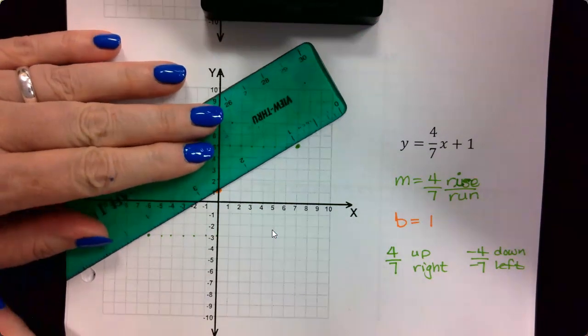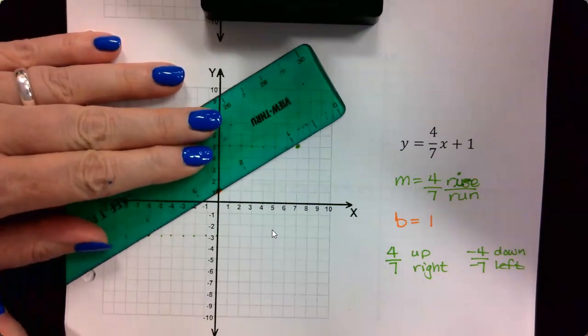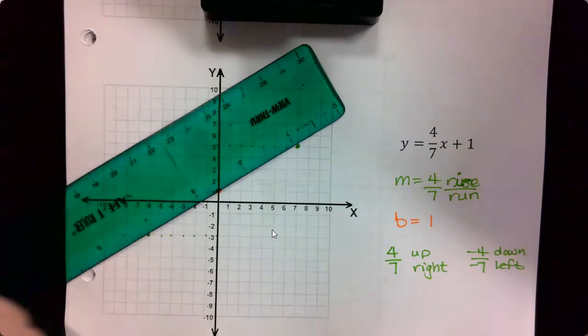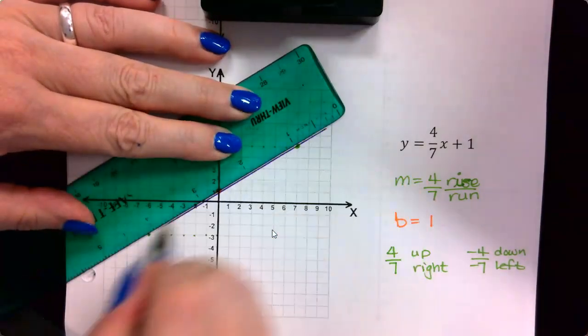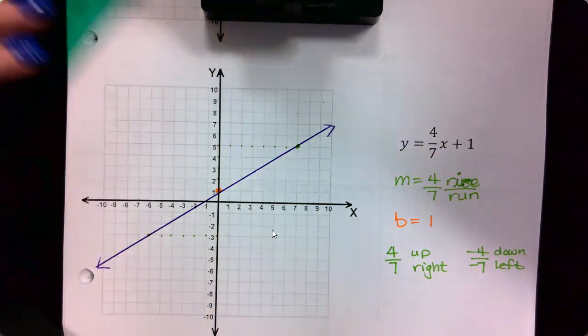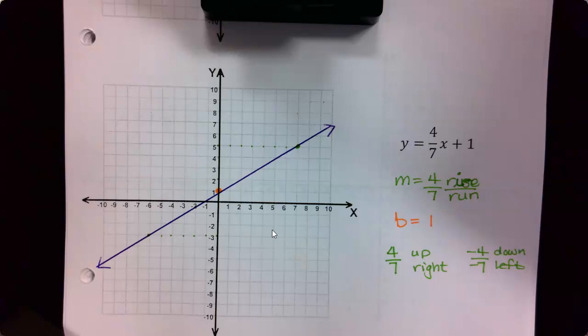So then I'm going to connect those 3 dots, and then put my arrows on it. Again, making sure my line is nice and long so that I'm covering the whole graph. Okay? So now it's going to be your turn to finish this packet.